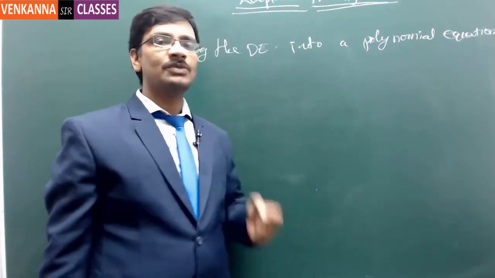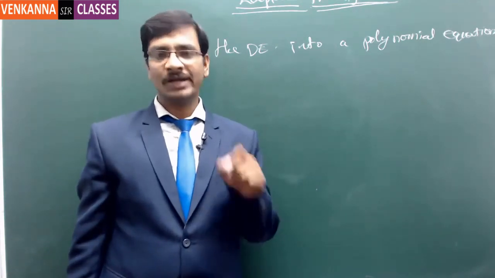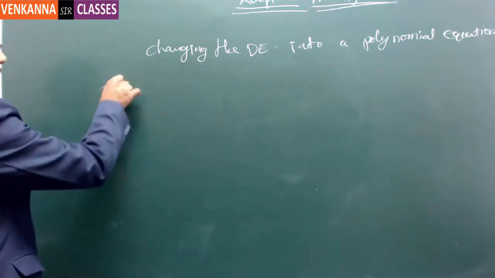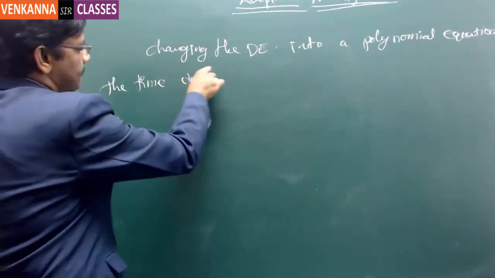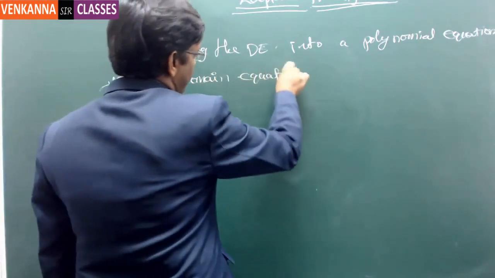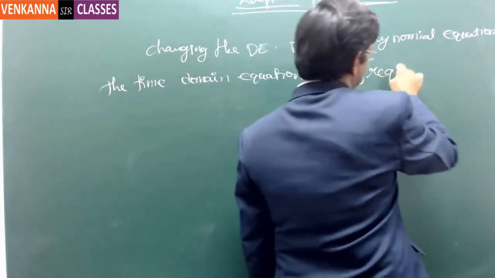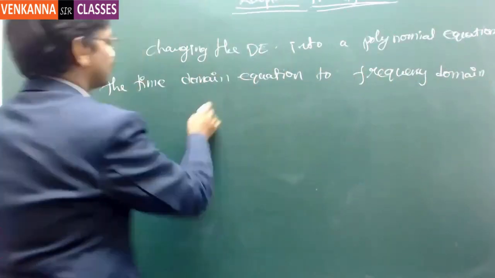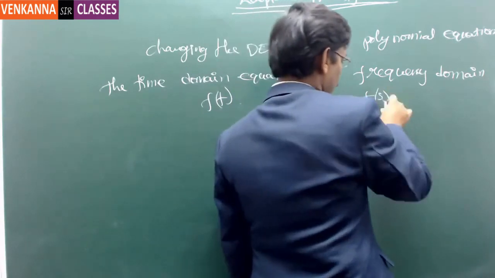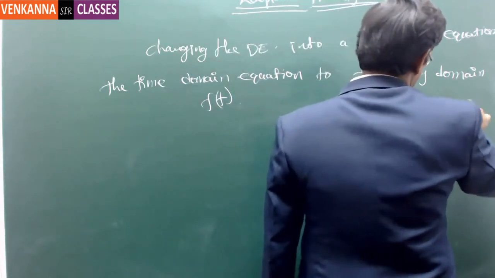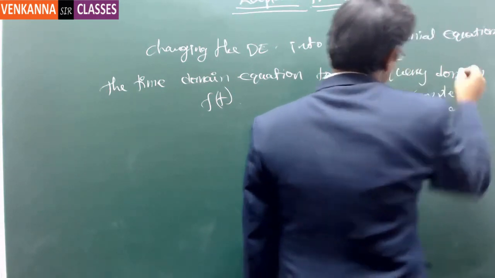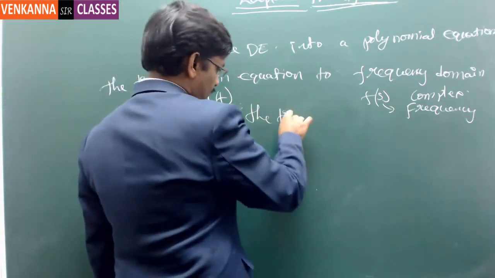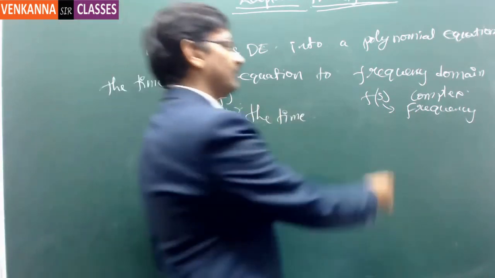So here Laplace transform is a tool or an operator which will convert from one particular variable to another variable. That is usually the time domain equation to the frequency domain. Here f of t is converted into F of s format. So this is the complex frequency, usually a complex number. t is the time. So the time domain function is converted into a frequency domain function.